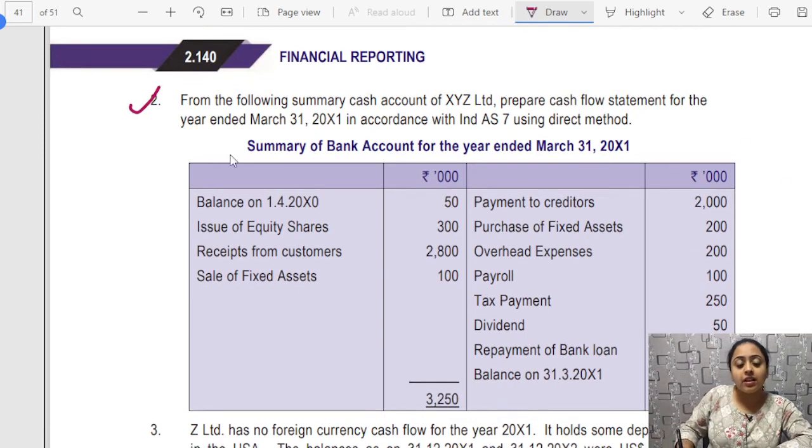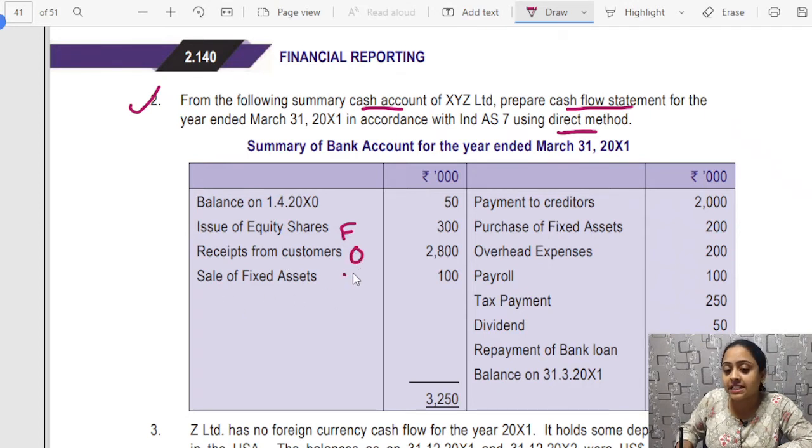Firstly, from the following summary cash account of XYZ Limited, prepare cash flow statement for the year ended March 31st, 2001 in accordance with Ind AS 7 using the direct method. So you have to make a direct method cash flow statement. Firstly, balance on 1st April 2020, nothing. Issue of equity shares is financing activity. Receipt from customers is operating activity.